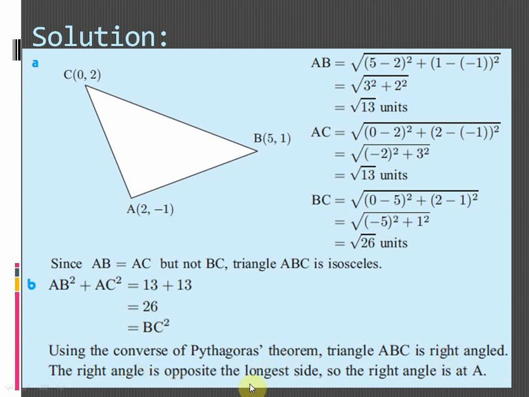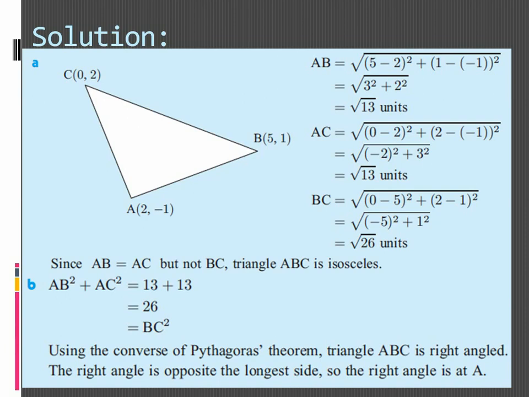The right angle is opposite the longest side, so the right angle is at A. At the vertex A, at the coordinate A, here it is a right angle. So in part B, it shows that the triangle ABC is a right angle triangle. So this is the simple distance formula in coordinate geometry, the first subtopic of this topic.